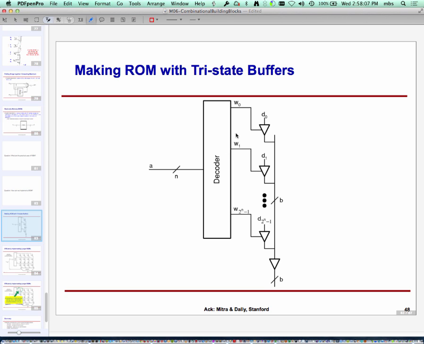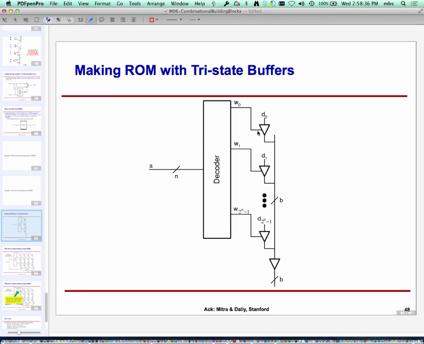So on the output, I will have 2 to the power n lines. Each line is selecting a mailbox, right? So I started out with n address bits. I decoded them so that I have a line for each of the possible memory locations. And then what I do is, each one of those memory locations, I think of it as a bunch of tri-state buffers, and they're controlled by that bit.